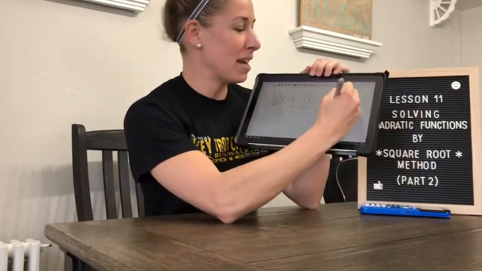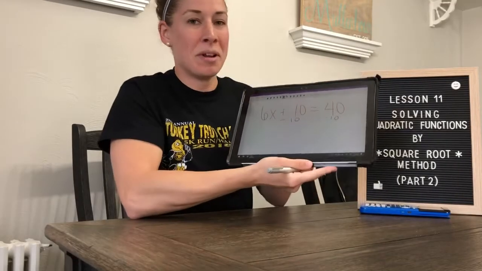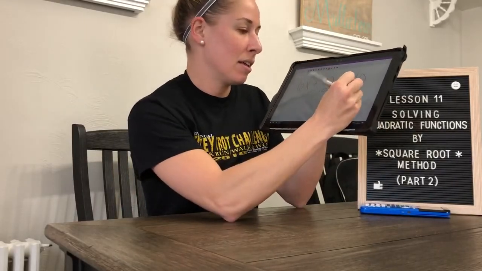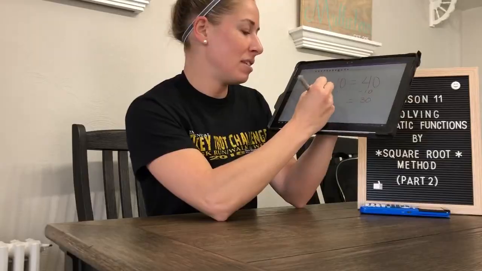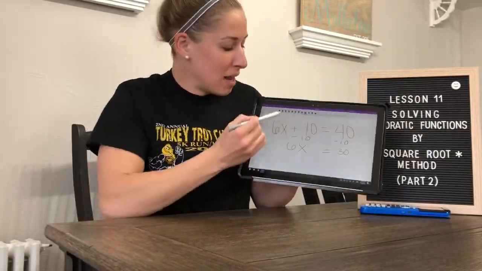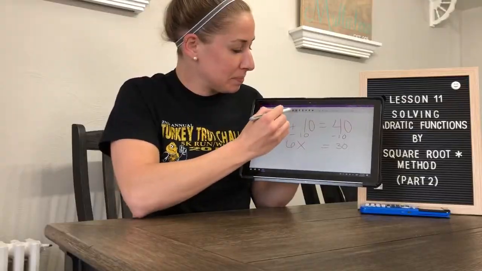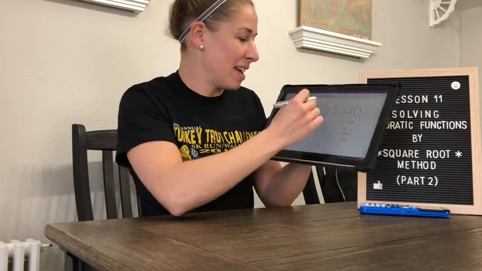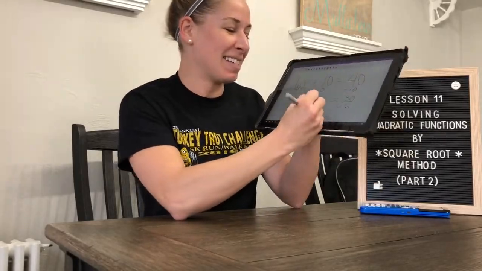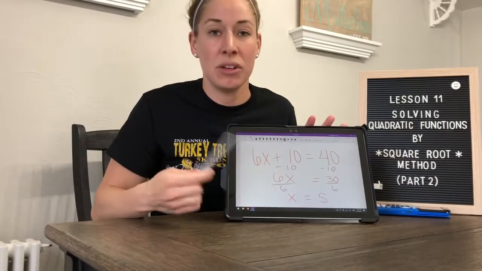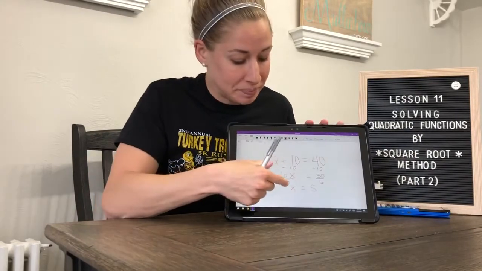All right, subtract 10 from both sides. 40 minus 10 is 30. And so then you're left with 6x equals 30. 6 times x, so to undo that, you would divide by 6 on both sides, and therefore x equals 5. If you can do that, you should be able to do what we are learning today.